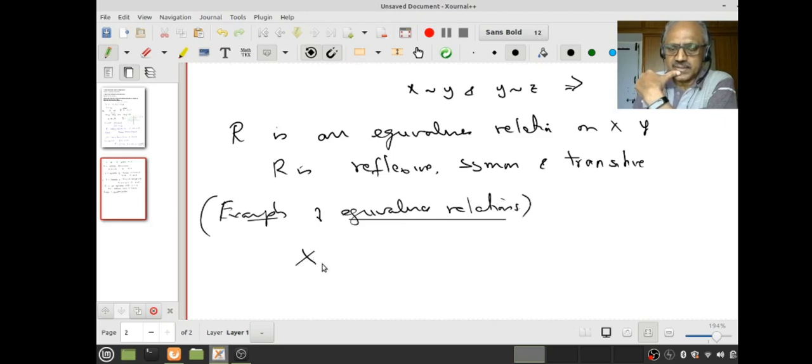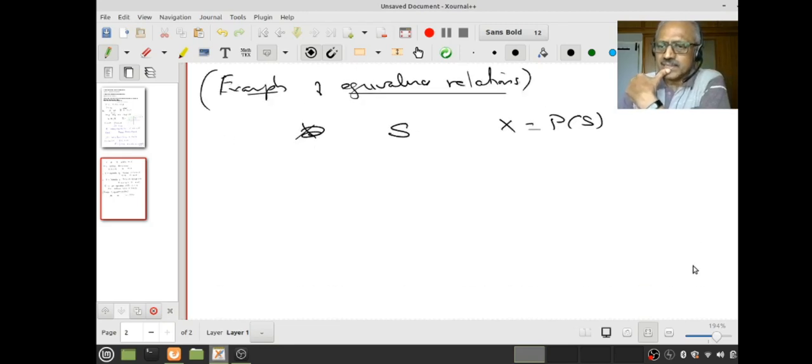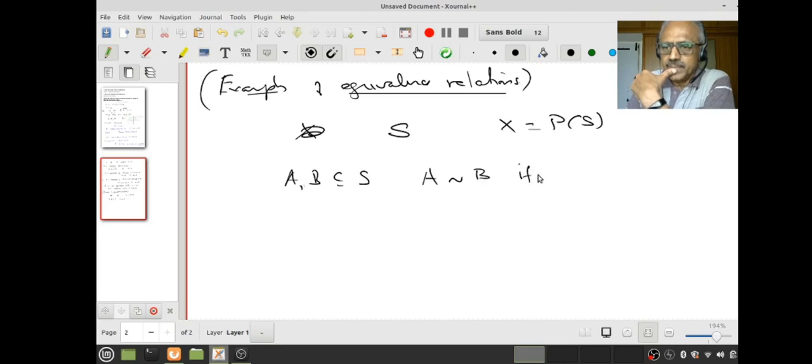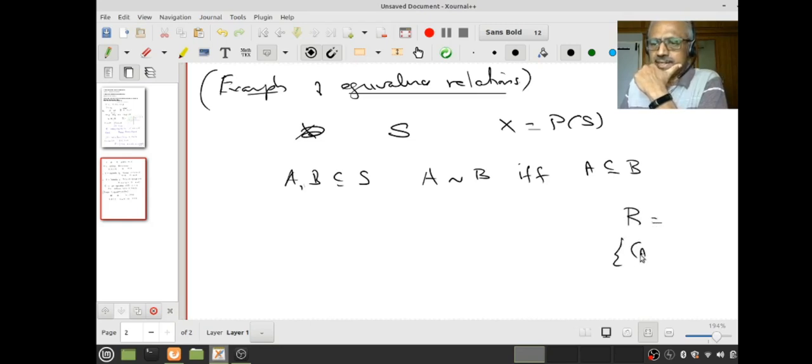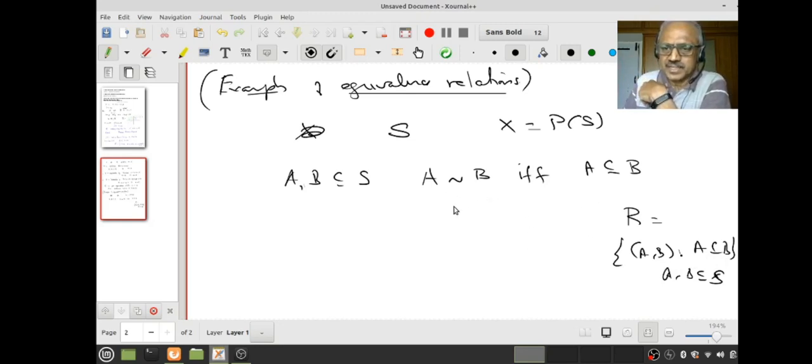Suppose I have a set, let me call it S, and X to be the power set of S. And what are the elements of X? They are subsets of S, call them A and B. Then I define A is related to B if and only if A is a subset of B. That is, A can be subset or equal to, it may also be B. You understand that? If you want me to write it, I can write it, but that's not a very nice way. I only have to say A is a subset of B, nothing more. A and B are subsets of S, and A is contained in B. That's not very pretty, so it's better to define the relation like this.